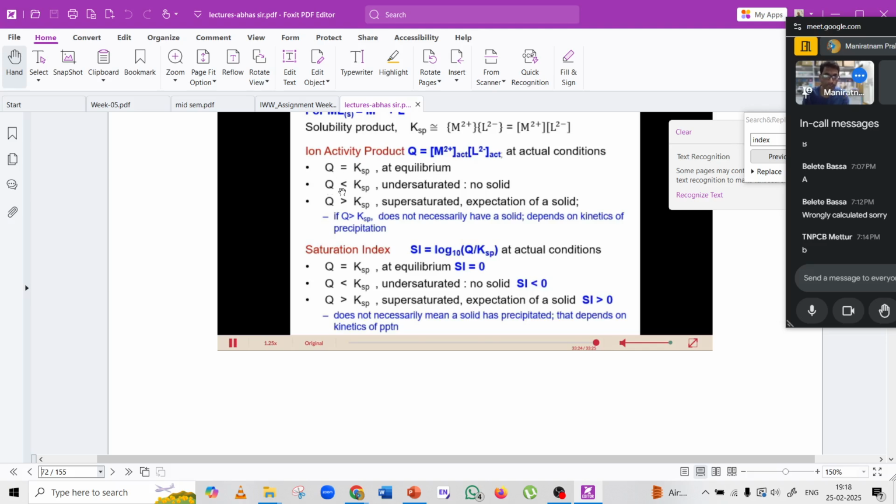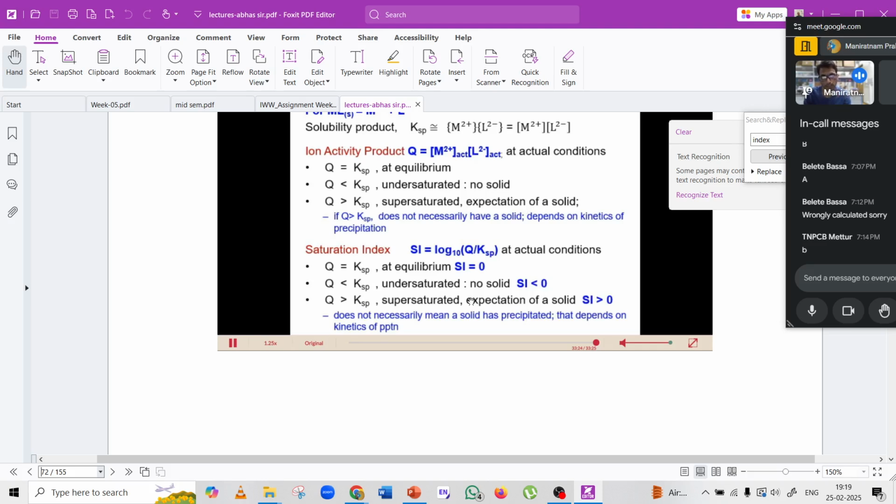If it is less than KSP, whatever we have added, suppose M²⁺ and L⁻ has been added, and its product is less than KSP, then there will be no precipitation, no solid. But if the product is greater than KSP, then the system will be supersaturated and there will be precipitation of solid. The condition is kinetics, the rate of formation of solid. For formation of any solid it takes some time, so if kinetics is also favorable, then that solid will form.